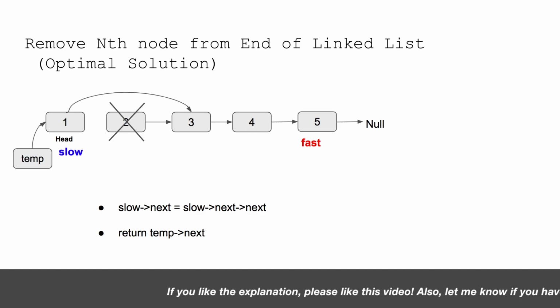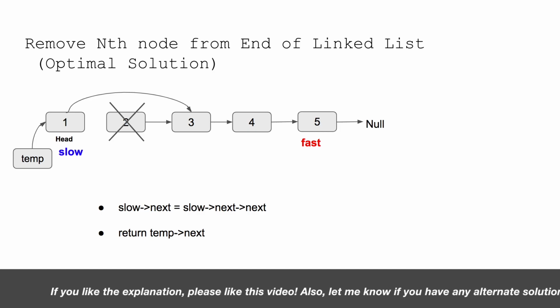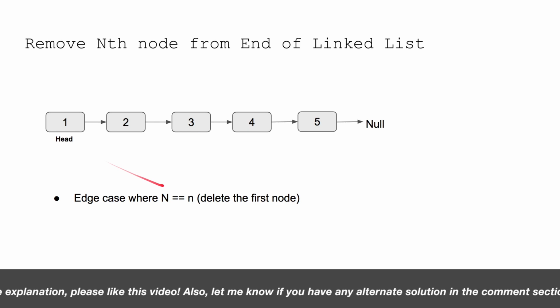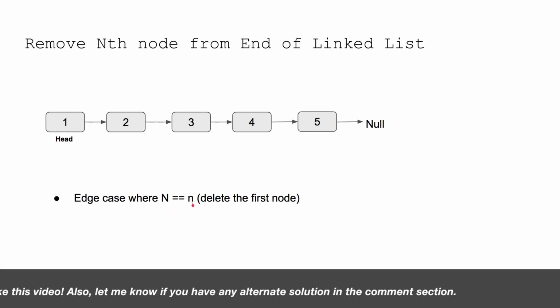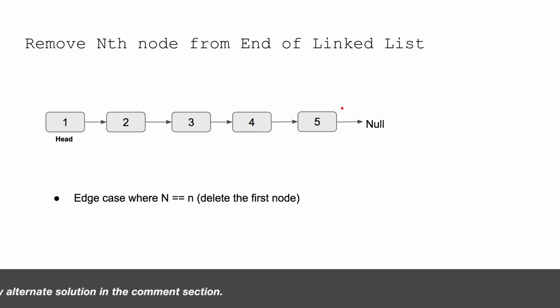Now from here, we will again talk about the edge case. The edge case was that if your capital N is equal to small n, that means if you are asked to remove the fifth node from the end, it will be your first node. So in that case, we'll see how this previous process works.